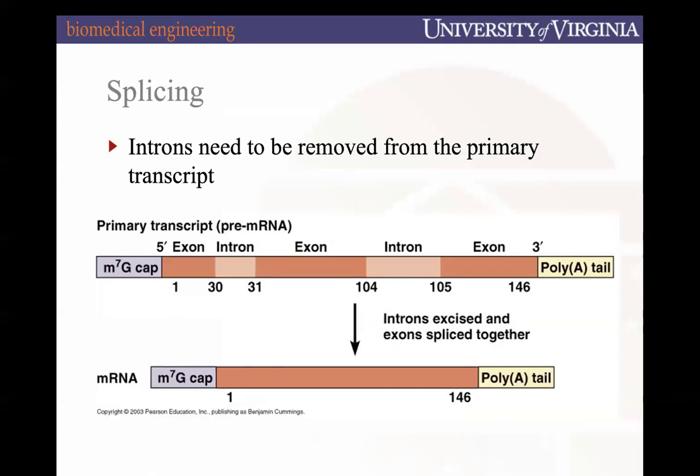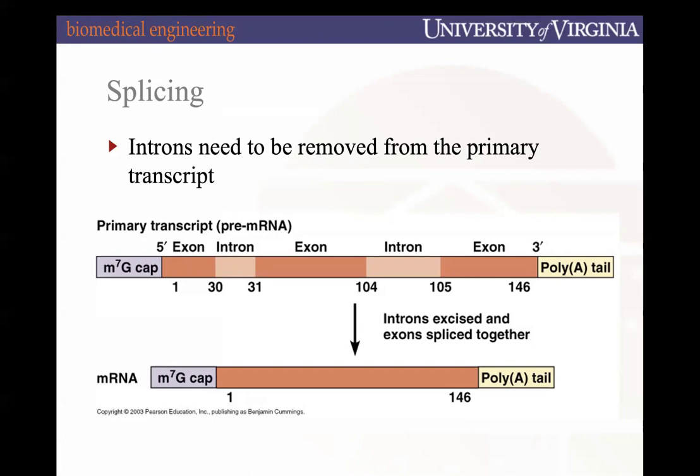So it's during splicing that these introns are typically removed from the primary transcript. Our primary transcript, or the pre-mRNA, has the introns present within it, or I should say, it has RNA that is complementary and antiparallel to the introns of the template strand.